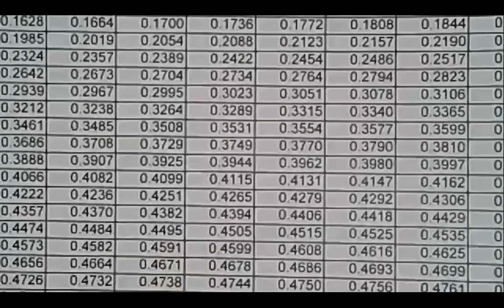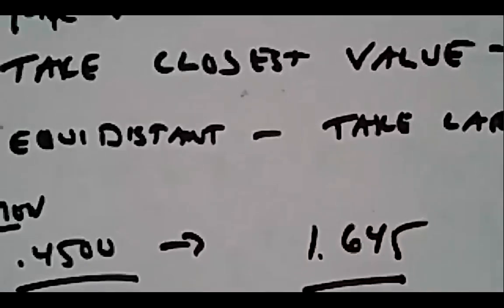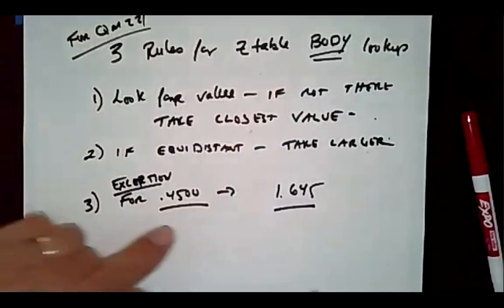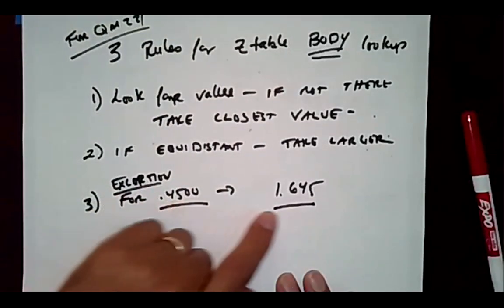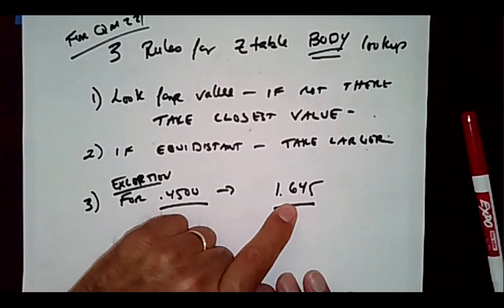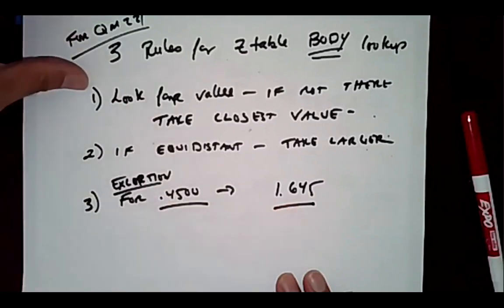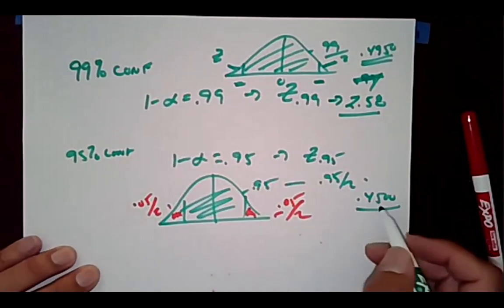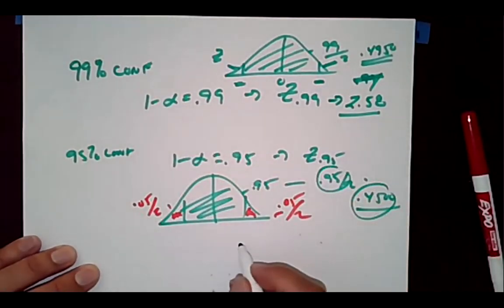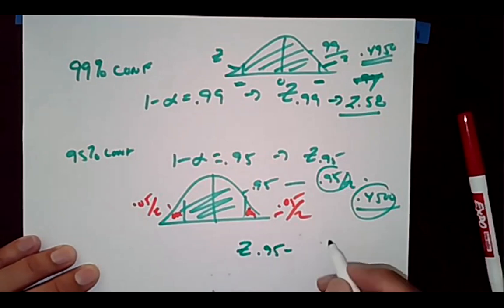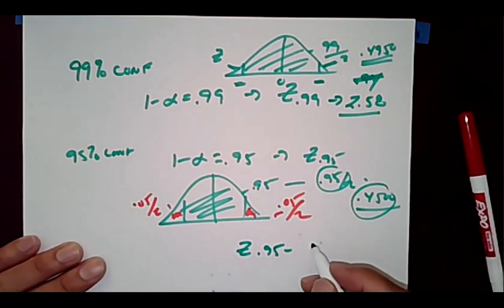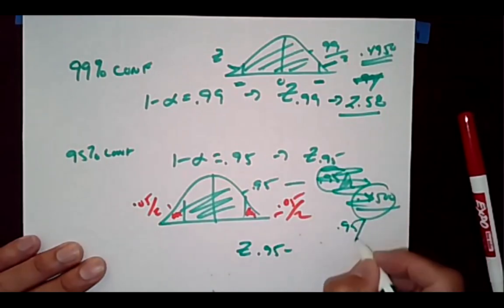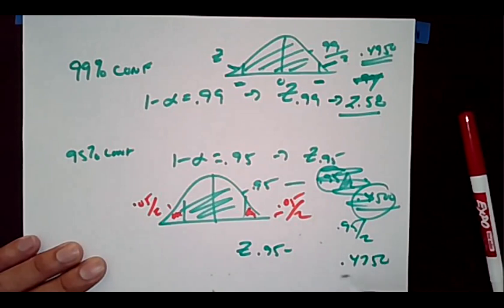That's that rule 3. Remember this? This is the exception. For 45%, use 1.645. So therefore, with this one here, the value for Z of 95% is, oh, I'm sorry, I did that wrong. 0.95 divided by 2 is 0.4750. Sorry, 0.4750. My bad.